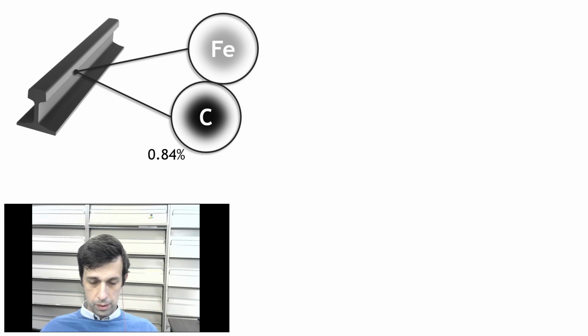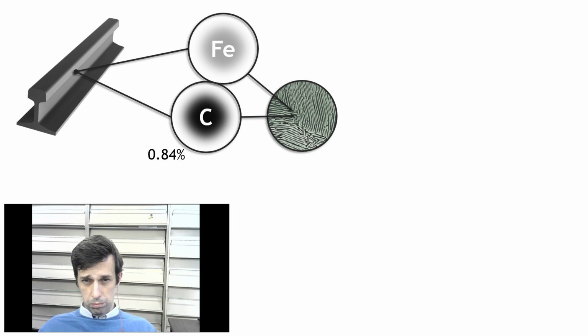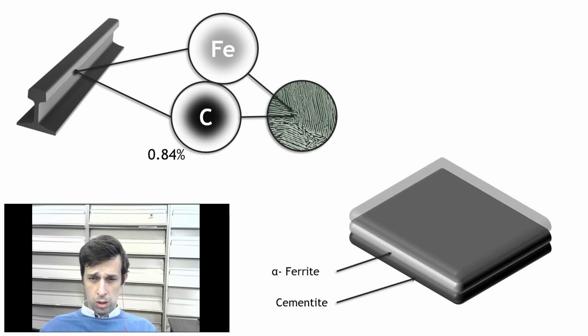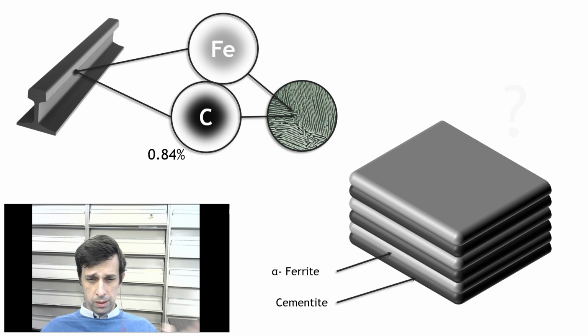But what gives us the properties of the material itself is mainly the structure of iron and carbon that combined together gives us this strange microstructure that doesn't look like the microstructure of gold we had before, because here we have stripes of white and black. So what are those stripes of white and black? If we have a look at the structure, they are overlapped layers of what is called cementite and what is called alpha ferrite, one on top of the other, stacked like this.